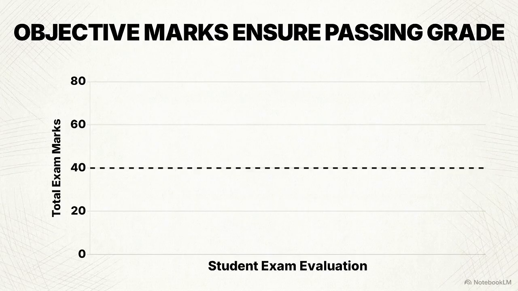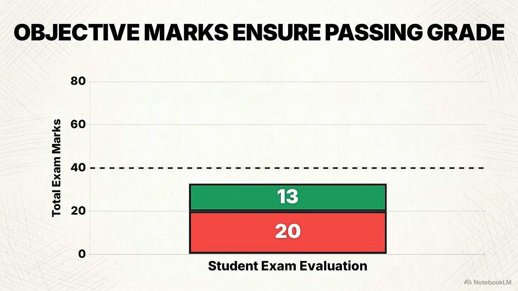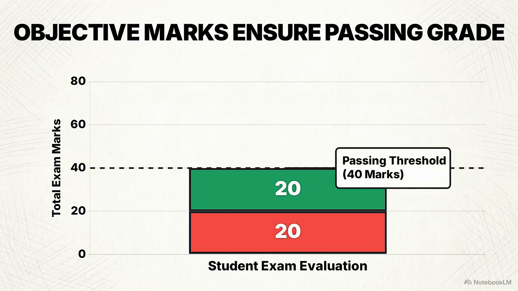This visual shows exactly why those 20 marks matter. The math dictates that securing a perfect score in this single section provides enough mathematical leverage to push a failing 20 out of 80 grade straight across the passing threshold.